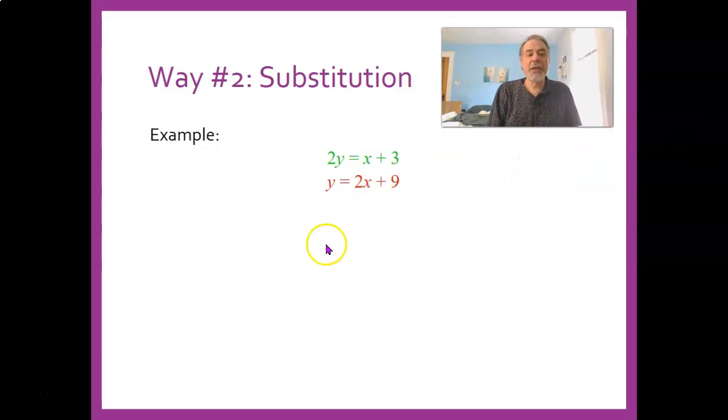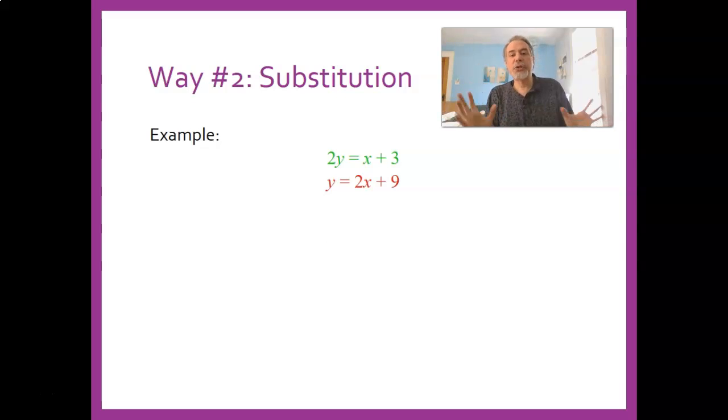So here we have a system of two equations. The first equation is 2y equals x plus 3. The second equation is y equals 2x plus 9. And of course what we're looking for is a way to make both equations true at the same time. What do x and y have to be? What numbers can we put in for x and y to make both equations true?